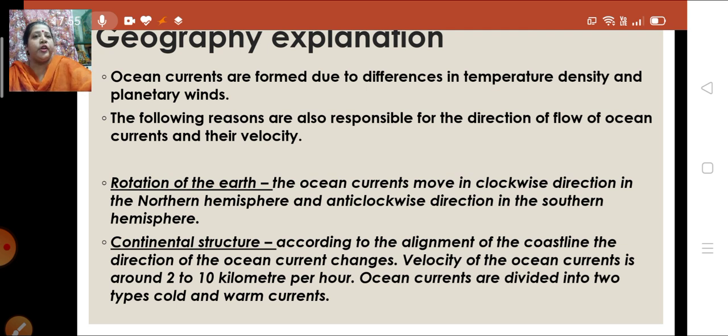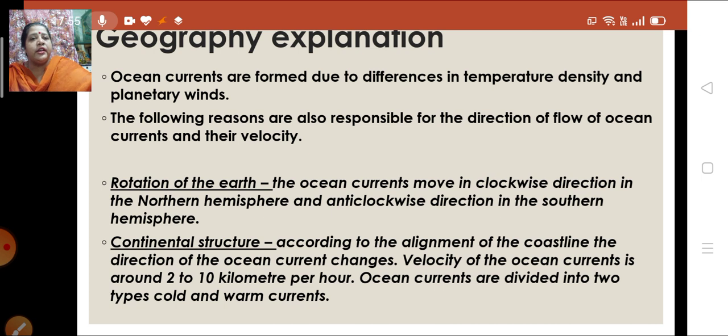The next thing that affects the ocean currents is the continental structure. What is the meaning of that? Okay, it depends upon the alignment of the coastline. The direction of the ocean current changes. As the coastline is, that way the ocean current is going to change. Okay, how much parallel the coastline is to the ocean, that much change can be seen in the ocean currents. According to the alignment of the coastline, the direction of the ocean current changes.